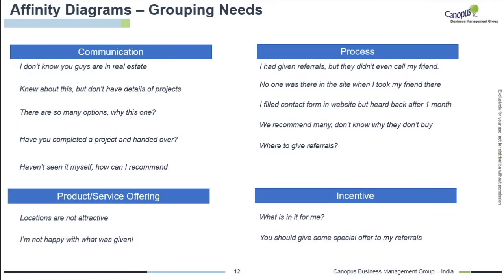These buckets were communication, process, product and service offering, and incentives. And you see, logically we have put each of those issues or each of those verbatims into these 4 buckets. You could have as many buckets as you want, but I personally would recommend that you don't go beyond 6 to 8 buckets. It becomes overwhelming for you.